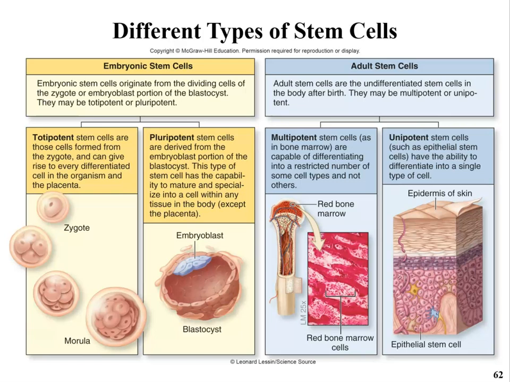They can be multipotent or unipotent. So multipotent stem cells, the example given is in the bone marrow. These are capable of differentiating into a restricted number of some cell types and not others. So in the bone marrow, you could differentiate into red blood cells, white blood cells, or thrombocytes, okay? Unipotent stem cells, on the other hand, have the ability to differentiate only into a single type of cell. And an example given is the skin cells, which can only go on to divide and produce more skin cells.